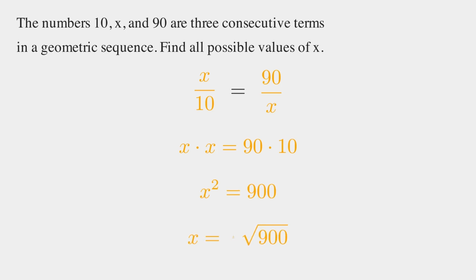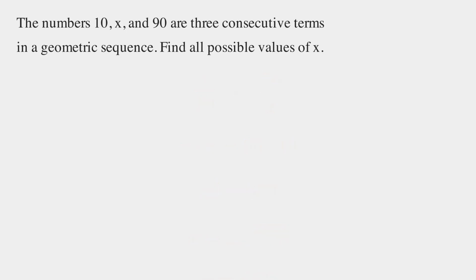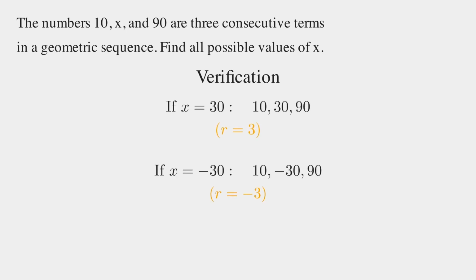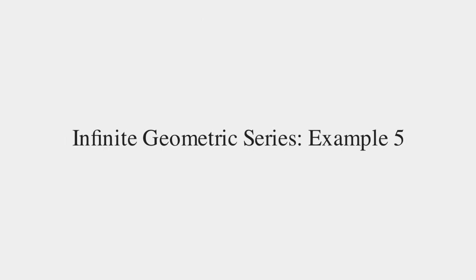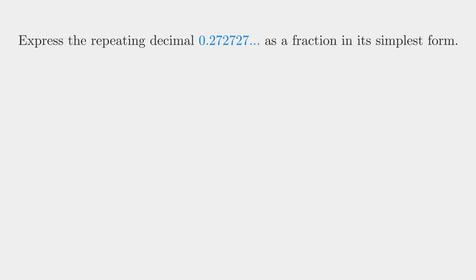Square rooting both sides, we get x is equal to plus or minus 30. Therefore, we can have a positive answer or a negative answer. So both values are correct. If x is 30, the common ratio is 3, and if x is negative 30, then the common ratio is negative 3. Example 5 is a classical application of infinite geometric series, which is converting a repeating decimal into a fraction. Now we'll convert 0.27 repeating, 27, 27, into a fraction.